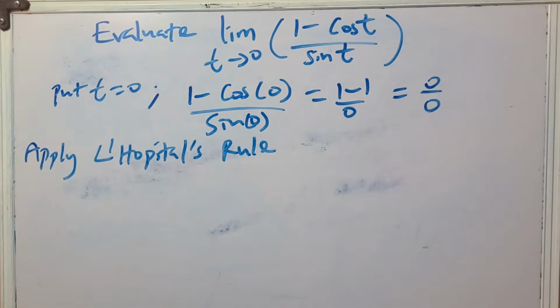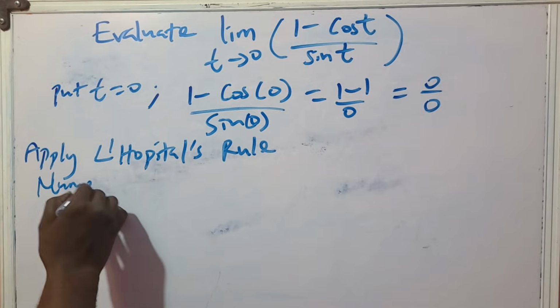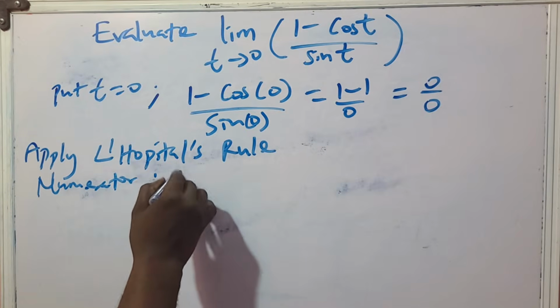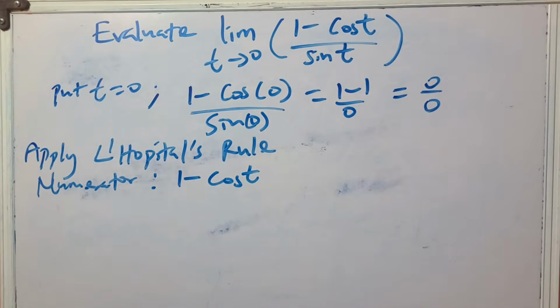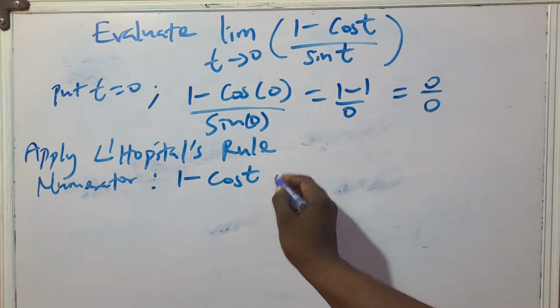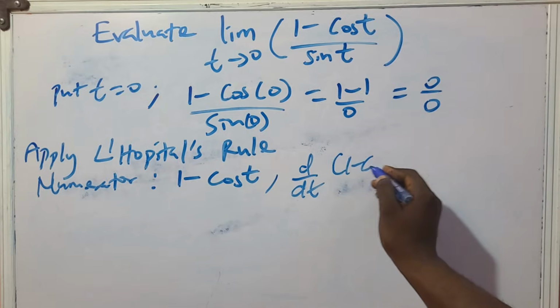And how do you apply this rule? You have to differentiate the numerator and denominator separately. So you have to go on to differentiate both the numerator and the denominator. I'm sure you guys are familiar with this. So let's say this is the numerator. The numerator is obviously 1 minus cos t. So we are finding d over dt of 1 minus cos t.